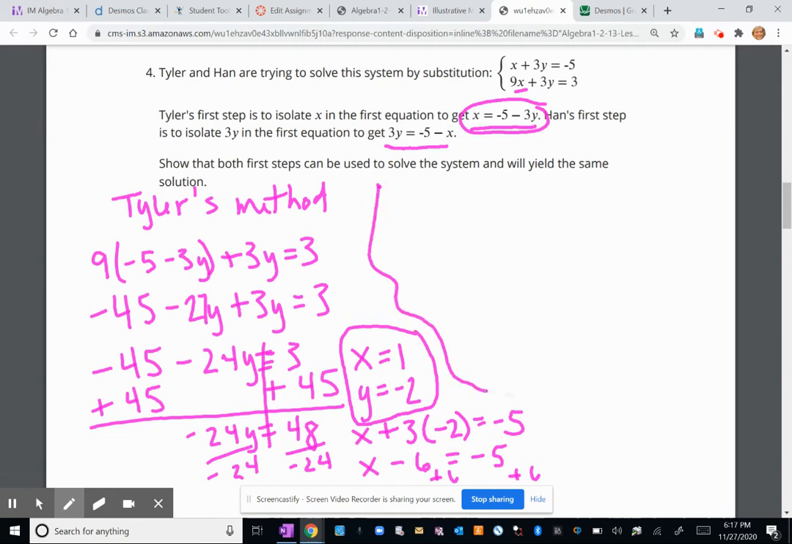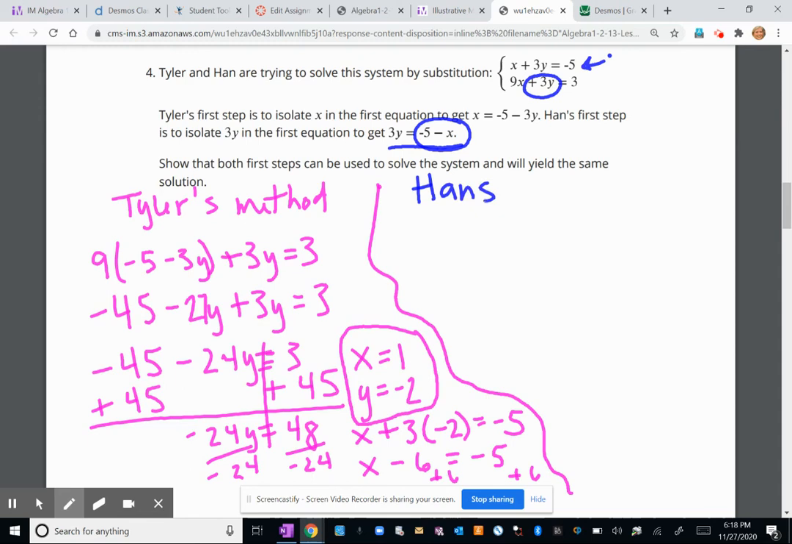So now I'll make a little border and change colors back to blue so we can look at Hans's method. Okay, so Hans used a different strategy. He says 3y is equal to negative 5 minus x. Again, that comes from this equation. And then you can substitute that in for the 3y. So then you would have the equation. This is for Hans.